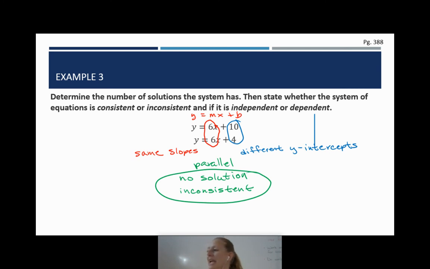Fine, be that way. And since it's inconsistent, we don't consider it independent or dependent. It's just inconsistent. Yikes. All right, that was pretty easy, right? I mean, you could look at that and be like, there's my slope, there's my y-intercept.